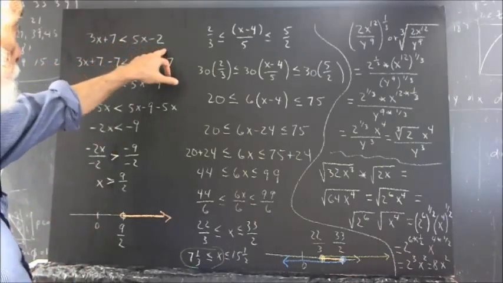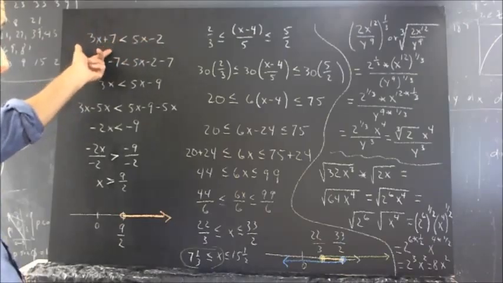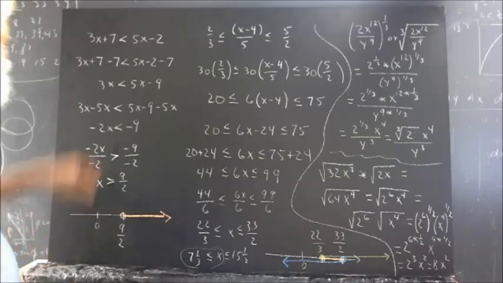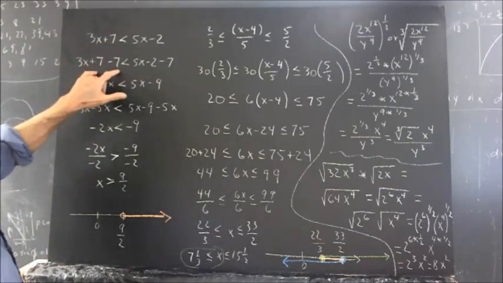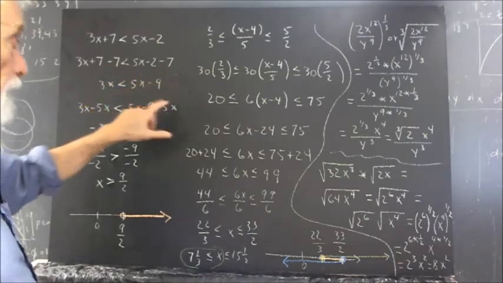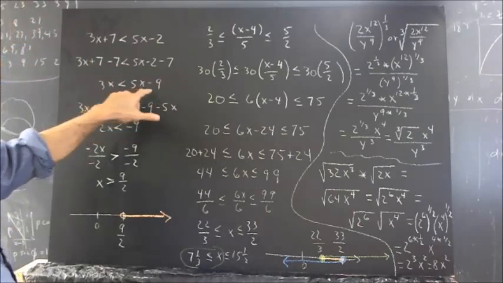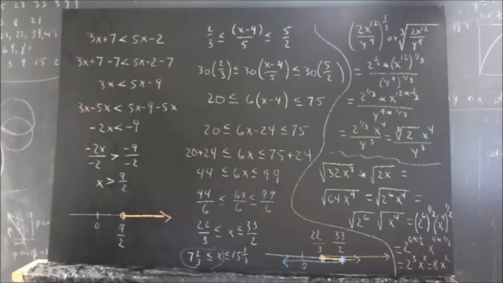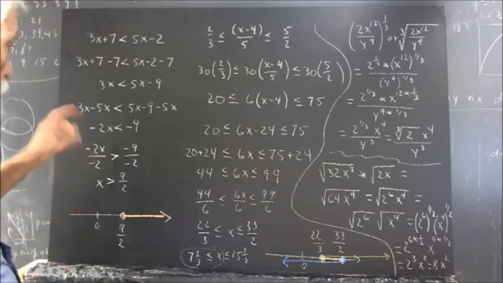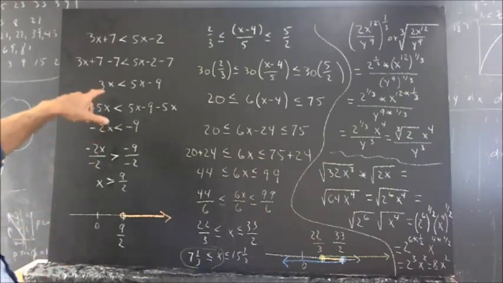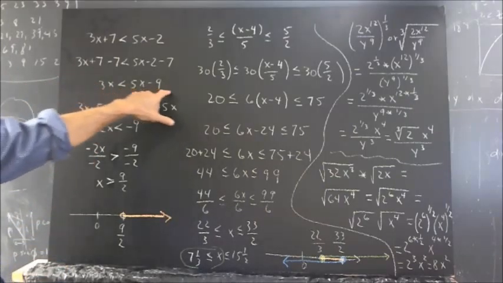There's our inequality. We want to isolate x on the left side, and we've got to get some number on the right side. So we subtract 7 from both sides. That's going to get us a little closer to where we want to be. Subtracting 7 from both sides, I don't have to read it all to you. You end up with a negative 9 over here, and now you have no numbers that aren't coefficients of the variable. Okay, so now we have 3x less than 5x minus 9.